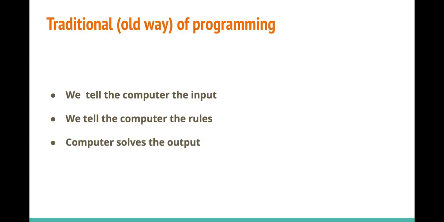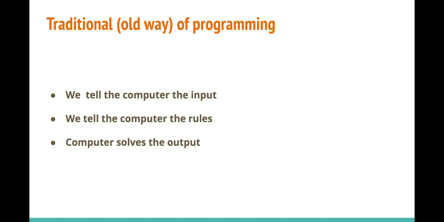Before, the traditional way of programming is we tell the computer the input, and then we tell the computer the rules, and then the computer solves the output. A good example here is a calculator. We tell it the input, for example the numbers 4, 7, 5, and 8, and then we tell the computer to multiply those numbers. When we say multiplication or multiply, those are the rules. And then from the input and the rules, the computer now solves the output.